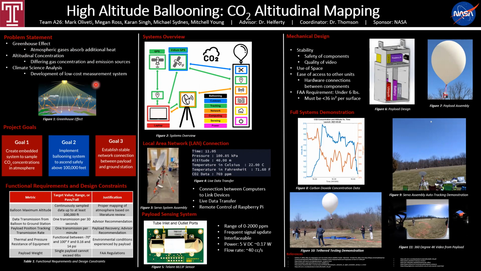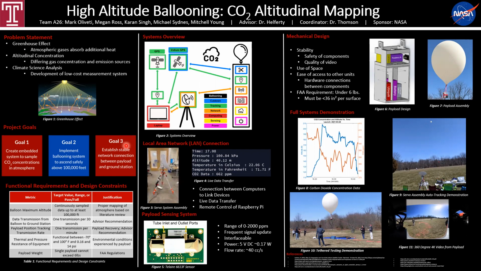There are several project goals that we have in order to address the identified problem. The first goal is to create an embedded system that's capable of continuously sampling carbon dioxide concentrations in our atmosphere. The second goal is to implement a ballooning system that's safely able to ascend above 100,000 feet. The final goal is to establish a network connection between the payload and the ground station.